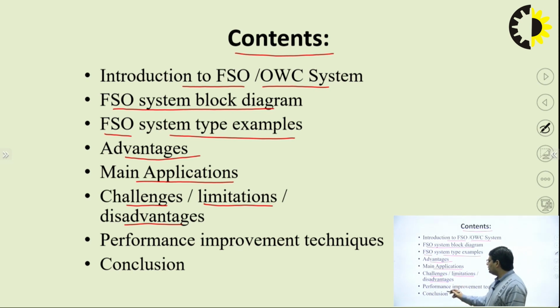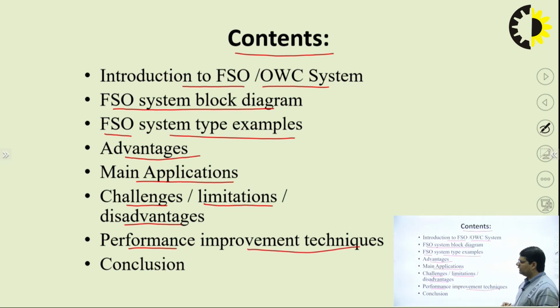Then we will discuss the performance improvement techniques, that there are some factors which are responsible for limiting the performance of free space optical communication system. Now to improve the performance of that system, we need to use some performance improvement techniques or mitigation techniques. So we will also list those techniques or discuss some, and finally we will conclude the lecture.